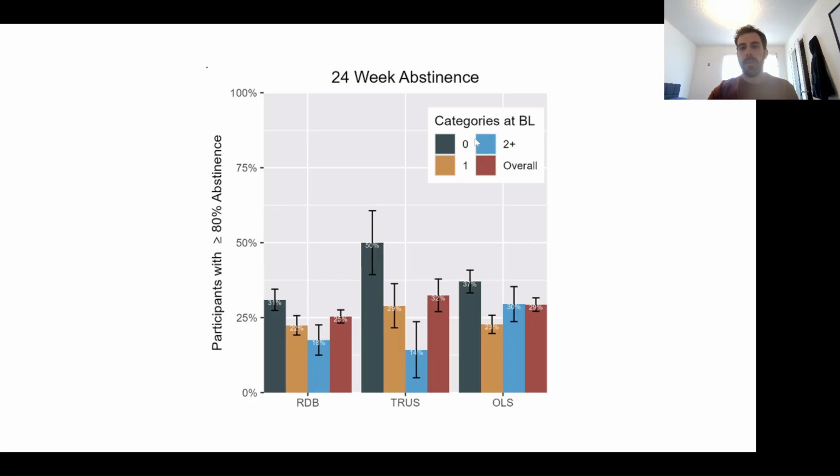These colors represent the number of substances that people were using when they began treatment. BL just stands for baseline. So either they were using no substances, one substance, or two or more substances. And then we added this overall category, which might have been more confusing than necessary, but this is just if we ignore that variable categories at baseline and just look at everybody overall, regardless.